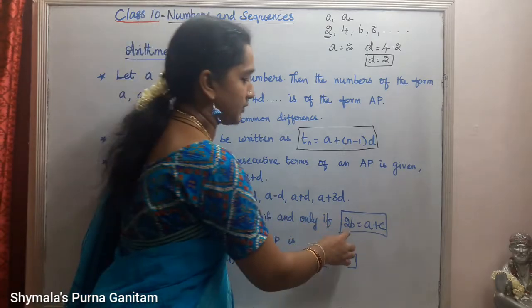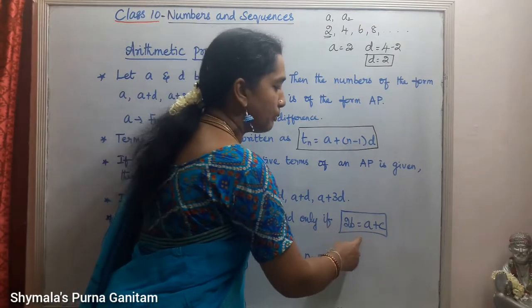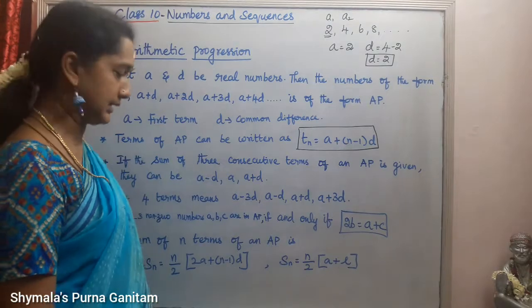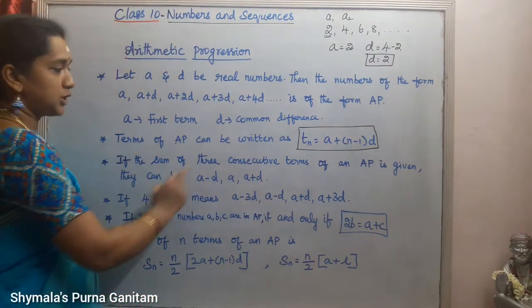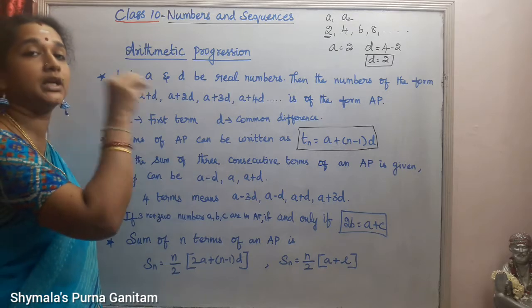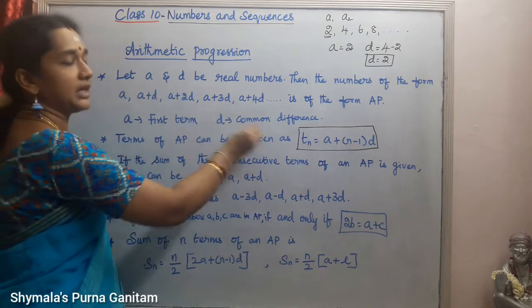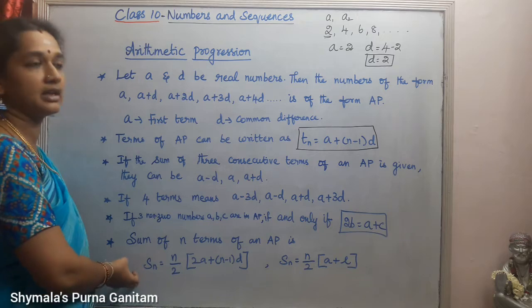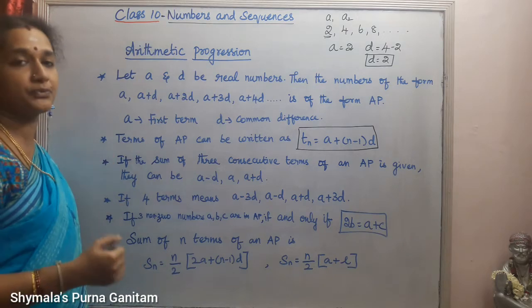How we can find means we can substitute it in this, that is 2b is equal to a plus c. Then this one is for Tn, finding the 15th term, 16th term. That term if we are asked to find, we can find it like this. The next formula is the sum of the series.